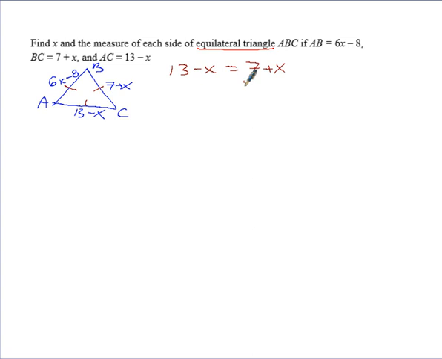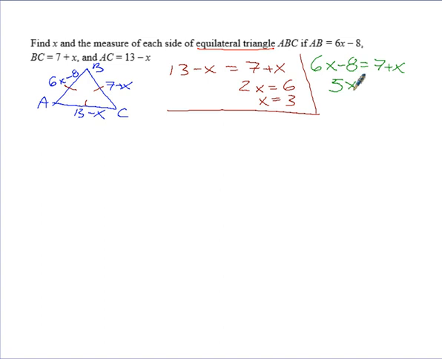So now when I go to solve for x, I would add x to both sides, subtract 7 from both sides. That gives me 2x equals 6, and therefore x equals 3. That's one way of doing it. Maybe instead you wanted to use, let's say, this and this. So you can say 6x minus 8 is equal to 7 plus x. And so I can add 8 to both sides and subtract x and 7 from both sides. That gives me 5x equals 15. Divide both sides by 5 and I get x equals 3. Hey, that's the same answer. It works either way. Math is fantastic.